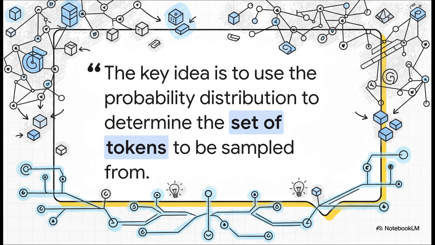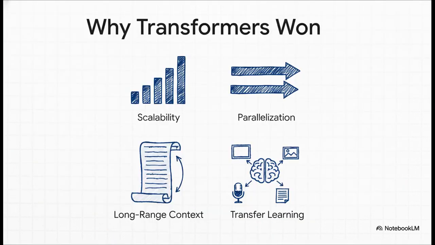And this is really the final piece of the puzzle to understand. The model isn't a machine that chooses the one correct word. It's a probabilistic engine. It navigates a vast landscape of possibilities, and it constructs its response one sample at a time. So when you put this all together, you can see exactly why this architecture didn't just get a little bit better, it completely took over.